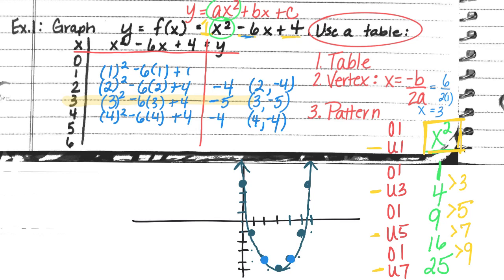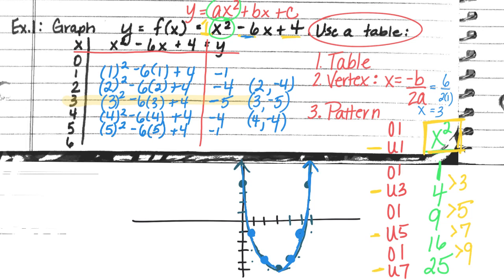So obviously when I plug in my 1 squared minus 6 times 1 plus 4. 1 minus 6 is -5. Negative 5 plus 4 is negative 1. So at 1, negative 1. And guess what? The same thing's going to happen. 5 squared is 25. Minus 6 times 5, which is negative 30. So that's going to be a negative 1 as well. So notice that this is going to look like a parabola.